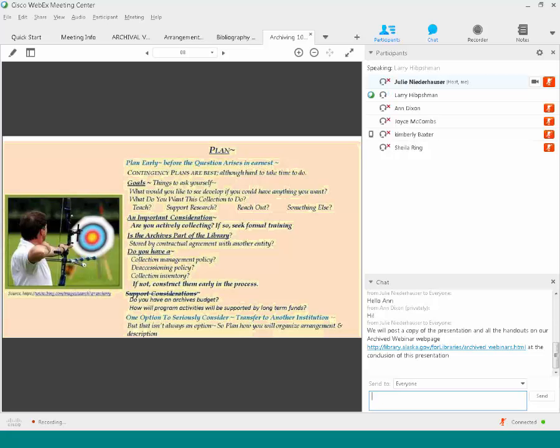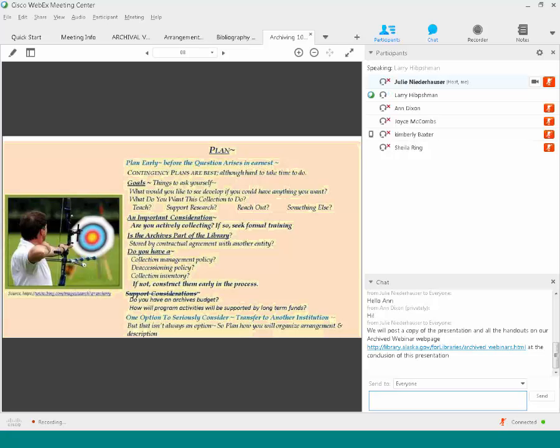This is a very important question. How will program activities be supported by long-term funds? If you're establishing an archive, you're going to have to determine some plan for how to make sure that once the grant project or the initial funding runs out, you're going to continue to keep this archives running and practical and accessible.